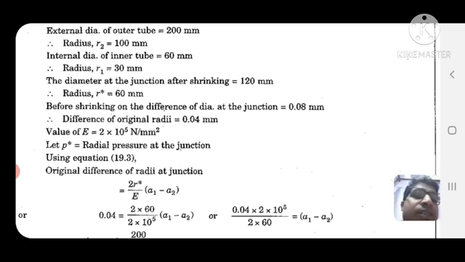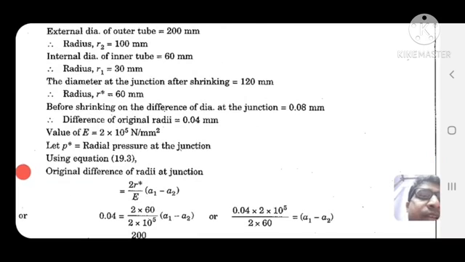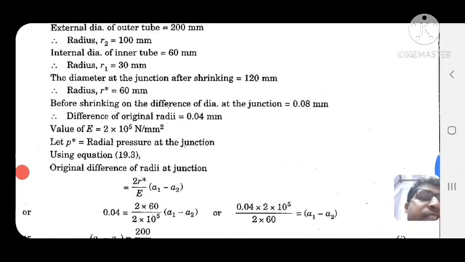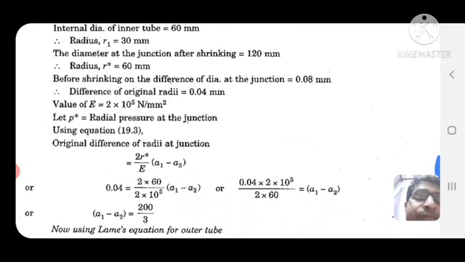Before shrinking on, the difference of diameter at the junction is 0.08 millimeter. Difference of original radii is 0.04 millimeter. Value of capital E is 2 into 10 to the power 5 Newton per millimeter square. So let P star equal the radial pressure at the junction.